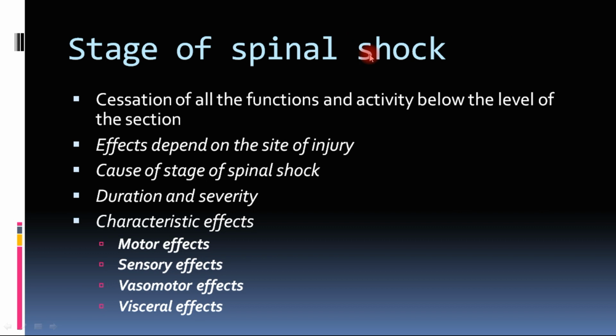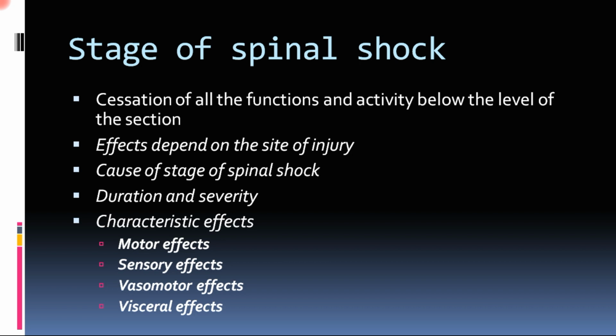So what is the stage of spinal shock? What happens in that stage is there is complete cessation of all functions and activities below the level of section. So let us say the transection is below the level of C5, because above the C5 level even the respiratory muscles are going to get involved and it could turn fatal for the patient. So any transection above the level of C5 could be fatal.